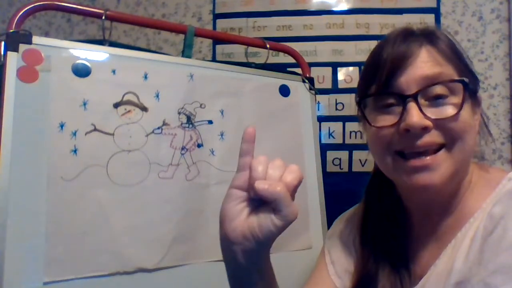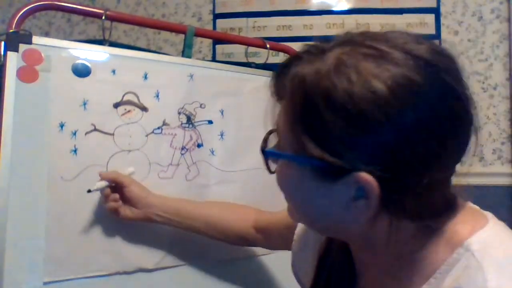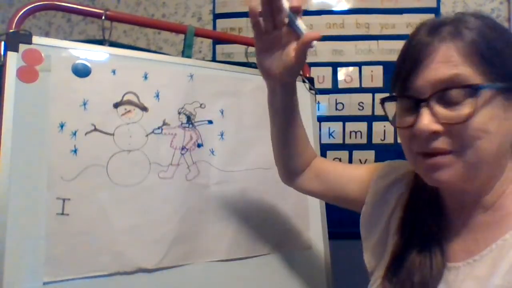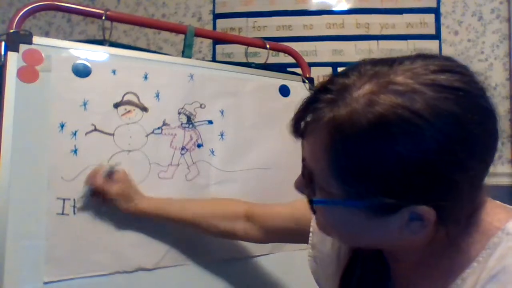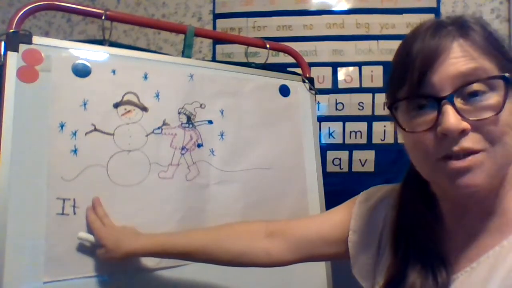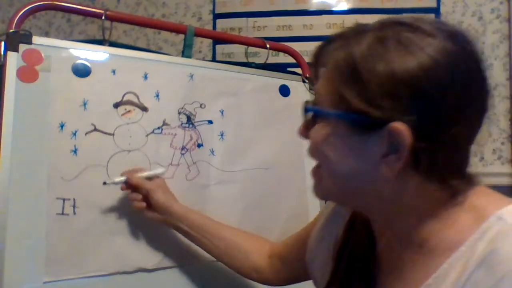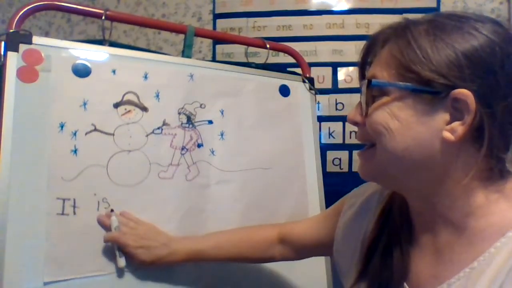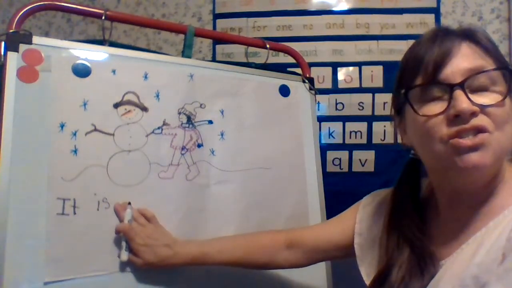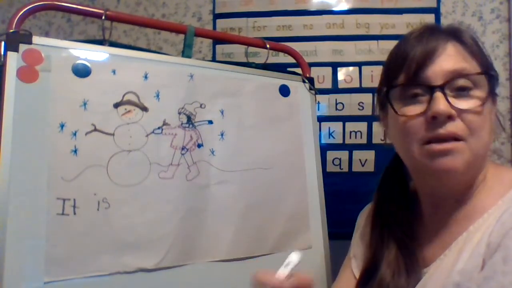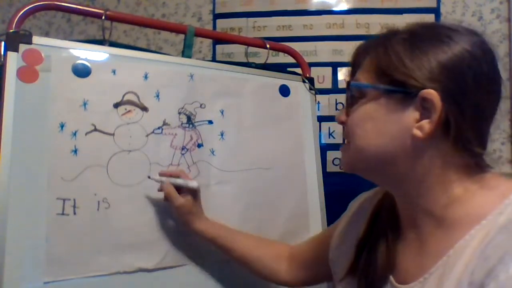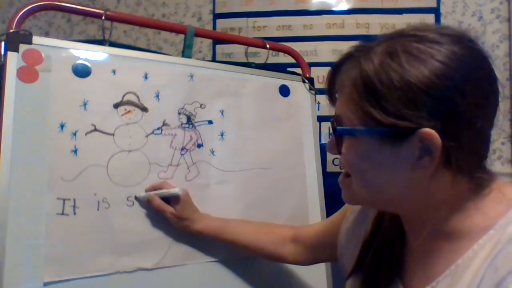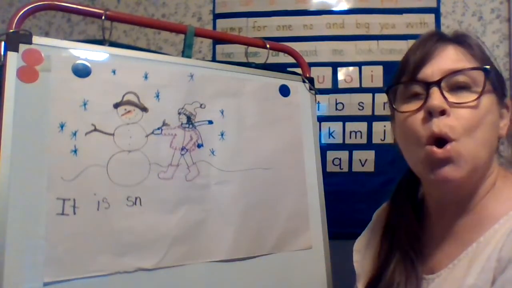My first word is it. Starting with a capital letter, it, finger space. What's my next word? It is, that is a word we know. It is, finger space, snowy. Now that's not a word we know how to spell. Let's say the sounds. Sn, n, n, snow.